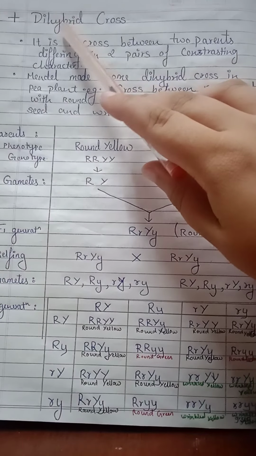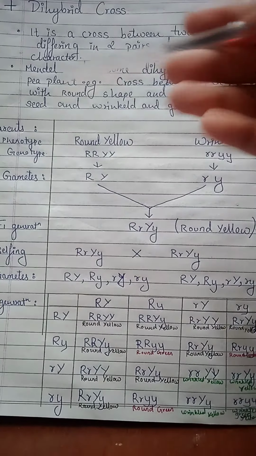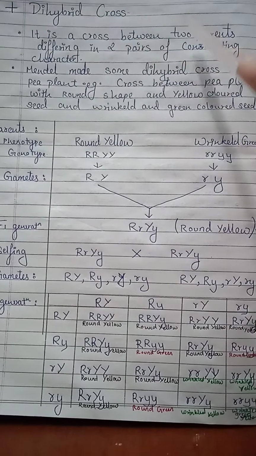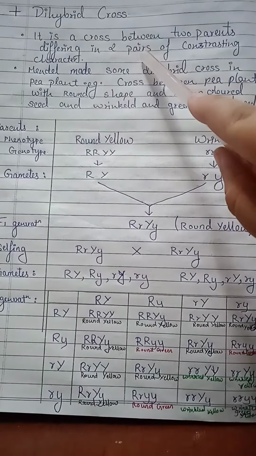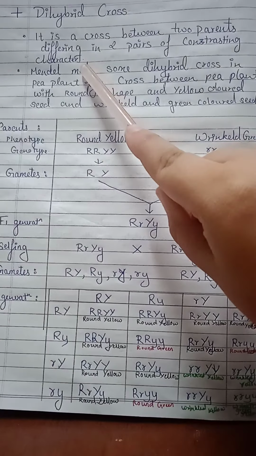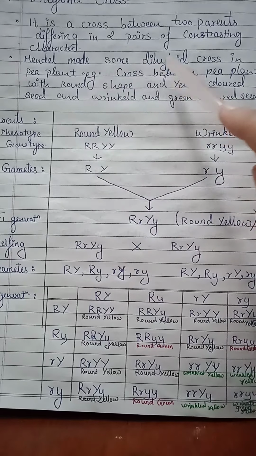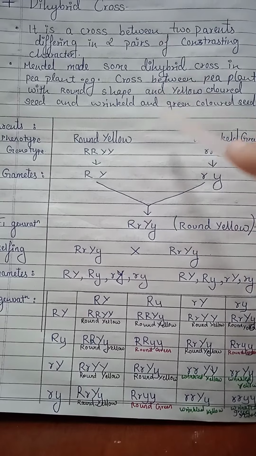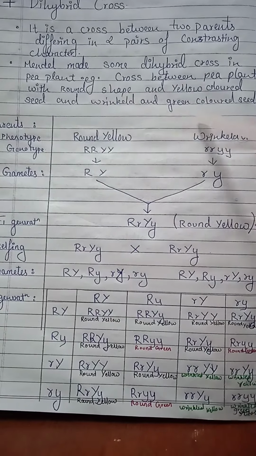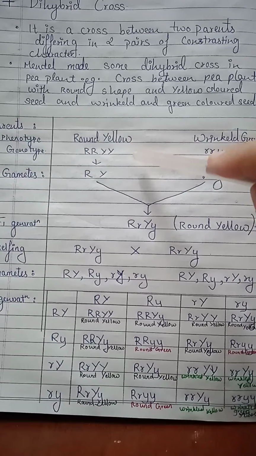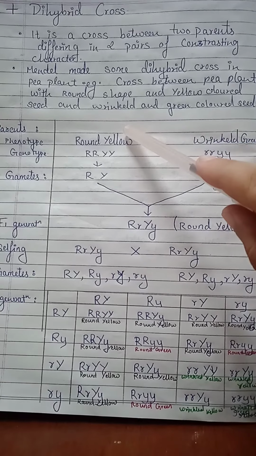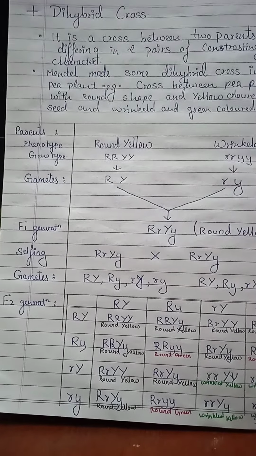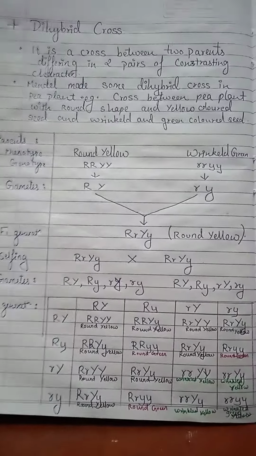So before we did monohybrid cross, now we are going to do dihybrid cross. Now in dihybrid cross, it is a cross between two parents differing in two pairs of contrasting characters. Mendel made some dihybrid crosses in pea plant. Example, a cross between a pea plant with round shaped, yellow colored seed and a plant with wrinkled shaped, green colored seed. Now we will see the crossing of dihybrid cross.